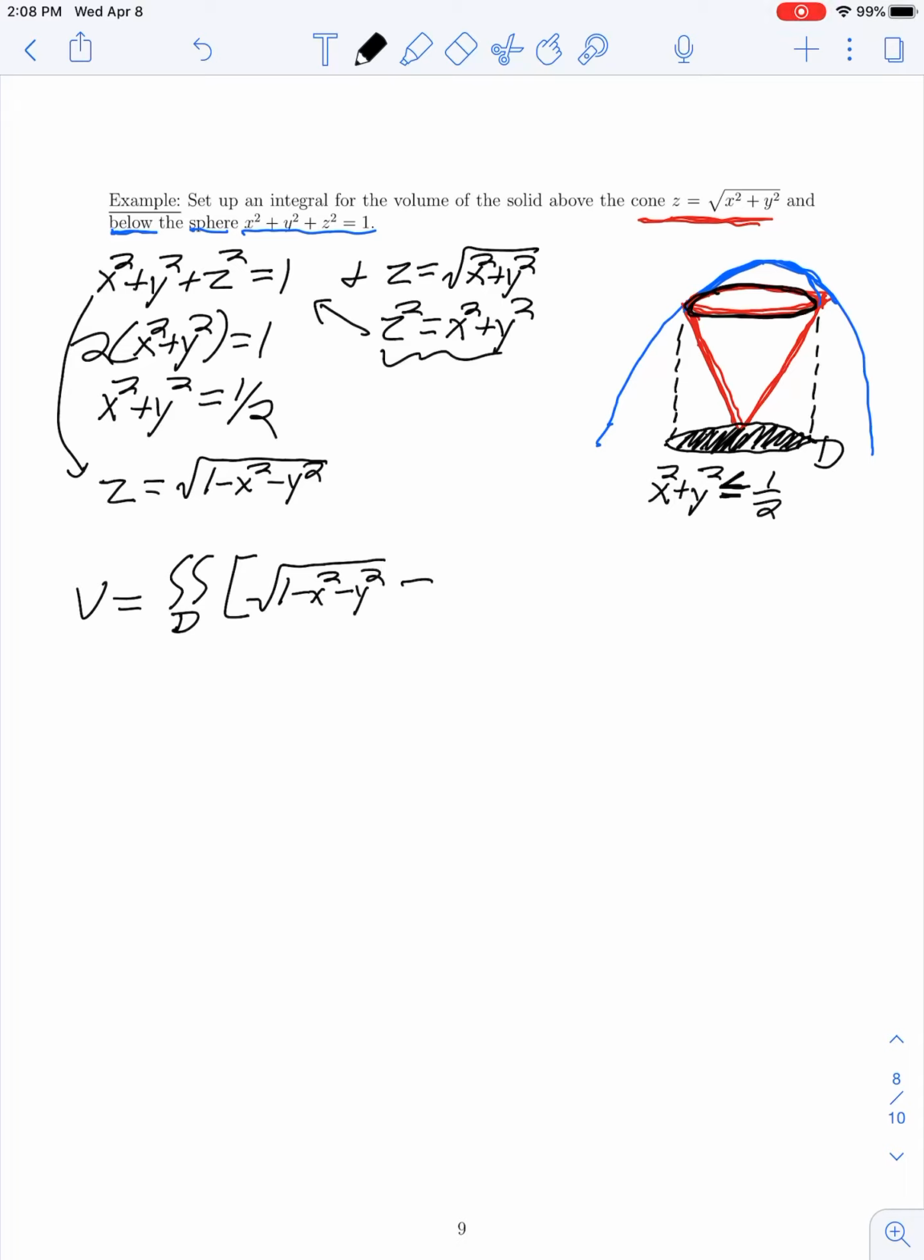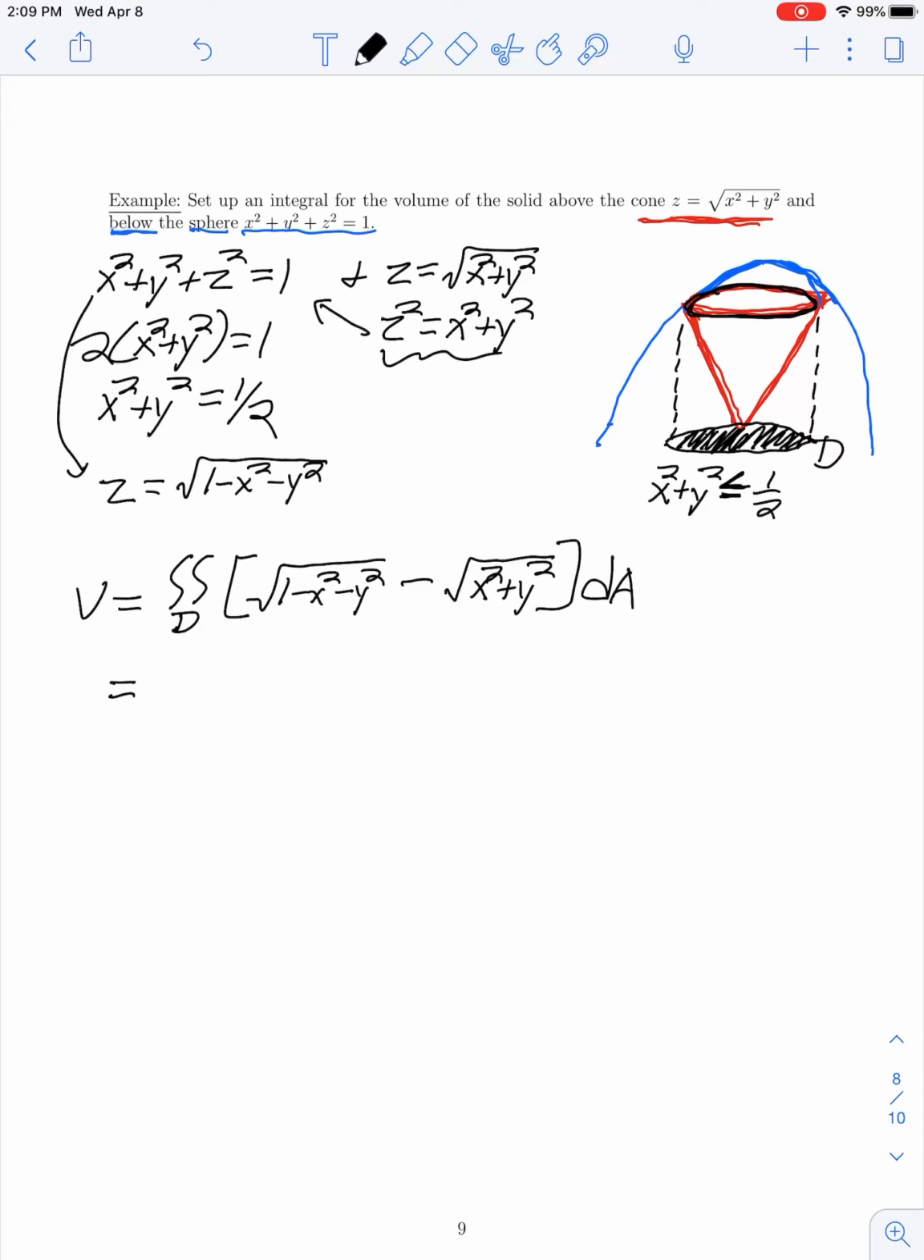And then we would subtract the volume of the solid that lies underneath our cone, which would be found by taking the double integral over the same region D of the equation for our cone, which was z equals the square root of x squared plus y squared, integrating with respect to A.